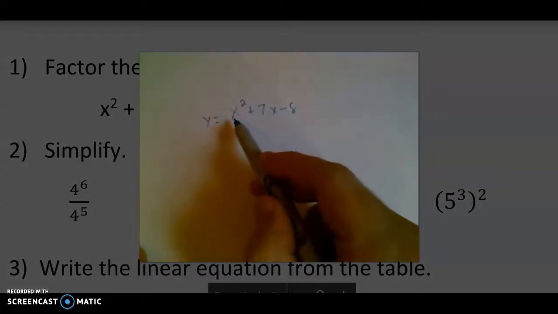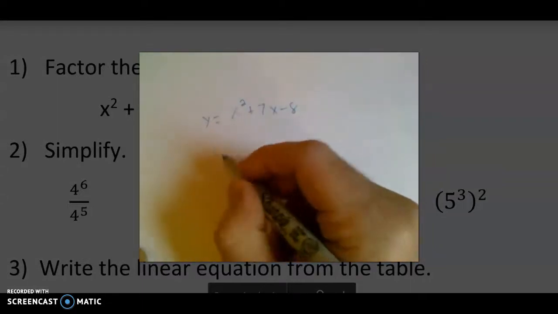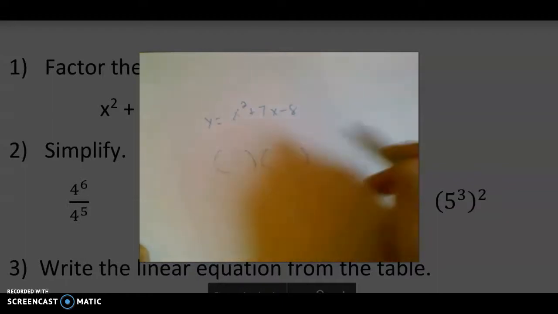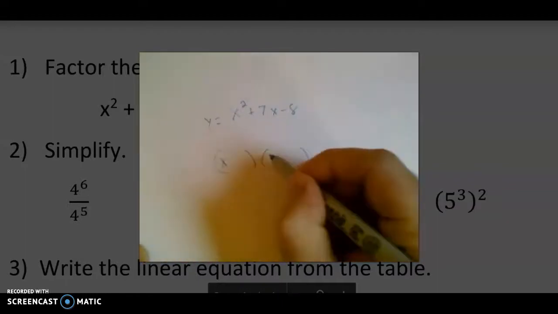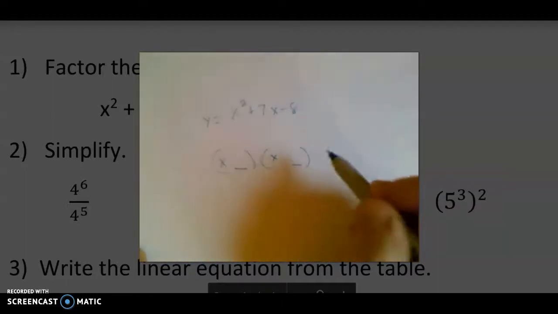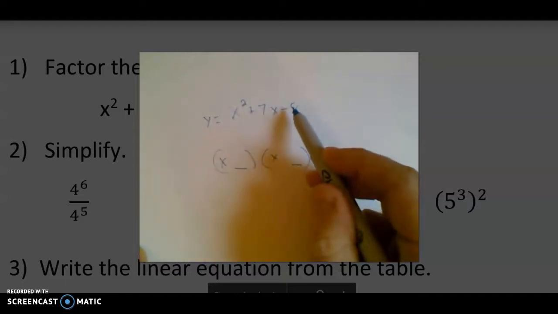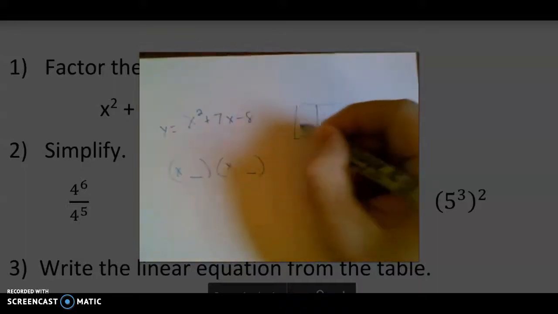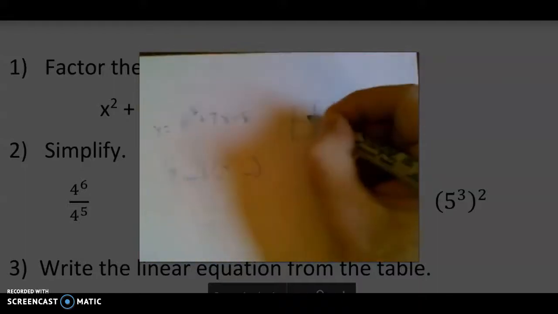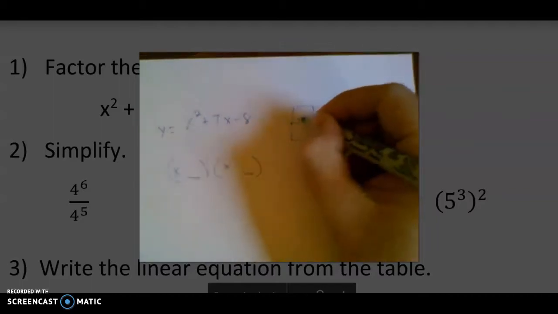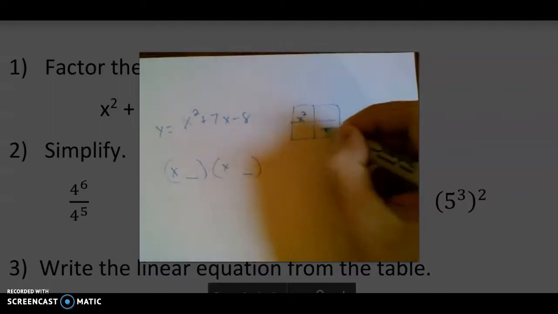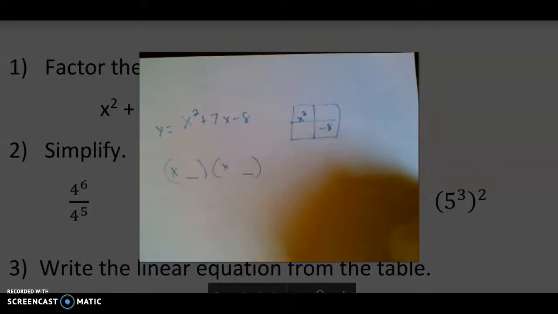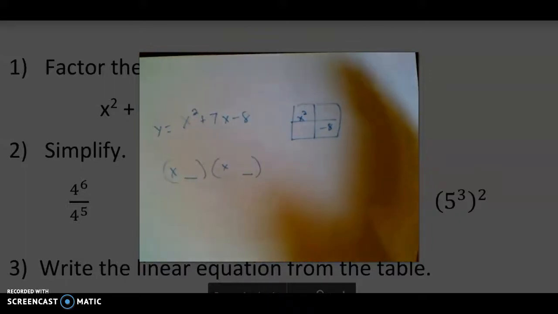Because there's a single x squared, there's a little shortcut where we can think to ourselves what two numbers go here and here, when you multiply give you -8, but when you add those same two numbers gives you a 7. The other method is to just fill out an area model where the total area has to be an x squared and a -8, and then these two have to add to the 7x's. So either method is fine.